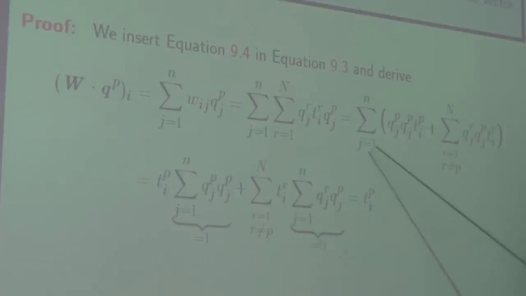Now let's look at the rest. Here we have this double sum over this product, and now we can also move this ti in front of this sum, and that's what we have here. And now we have the scalar product of the vectors r and p for r not equal to p. That's important. Because of the orthonormality, all these scalar products are zero, and so the rest of this term is zero, and you see we get an exact reproduction of our training patterns. This only works if our patterns are orthonormal, but the good thing with this proof is they don't need to be statistically independent.